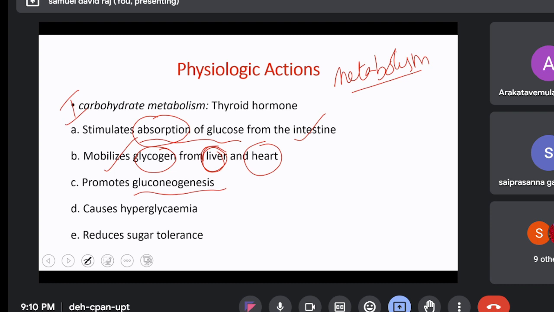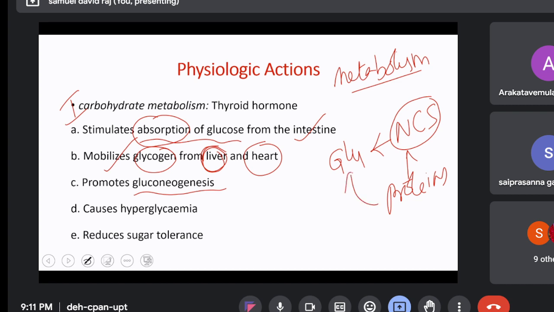What is gluconeogenesis? It is the formation of glucose from non-carbohydrate sources, which we already discussed while discussing the pituitary gland. What are these non-carbohydrate sources? They are nothing but proteins from which glucose can be synthesized, a process called gluconeogenesis. So in all these ways, what you see is increased blood glucose concentration, resulting in hyperglycemia, and sugar tolerance is said to be reduced due to this.